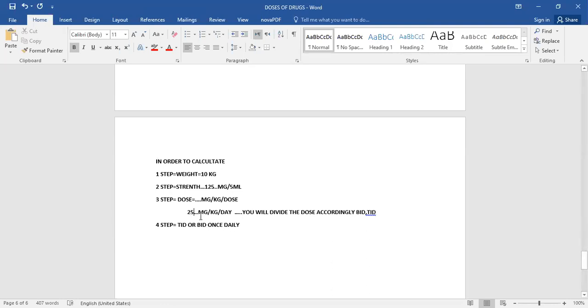I want to give this dose as 25 milligram per kg per day. We are calculating the amoxicillin dose now. So do you give BID or TID? If you want, I say okay, give TID. So first you need to calculate the whole dose. What is the whole dose, if the child's weight is 10 kg?